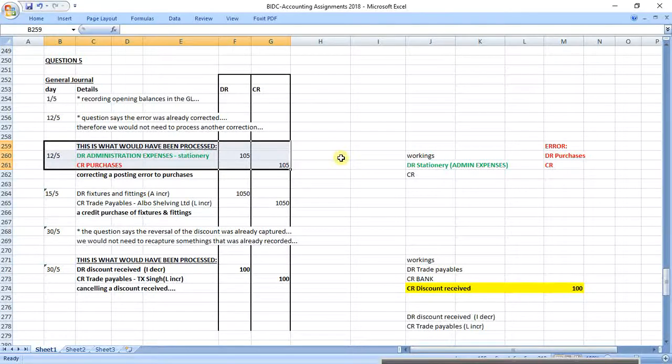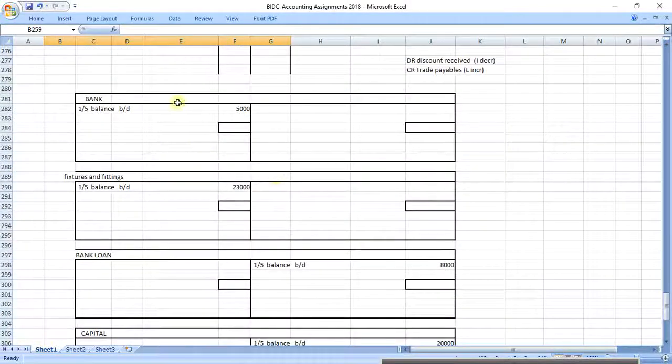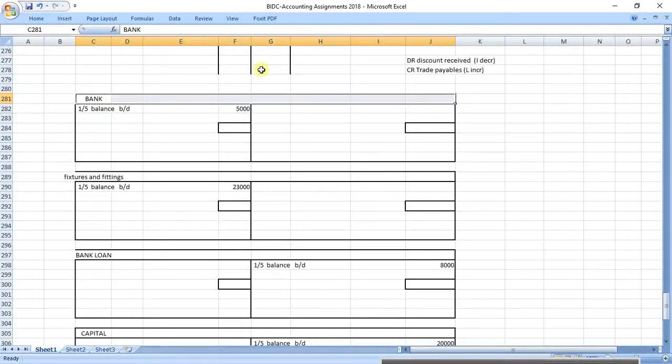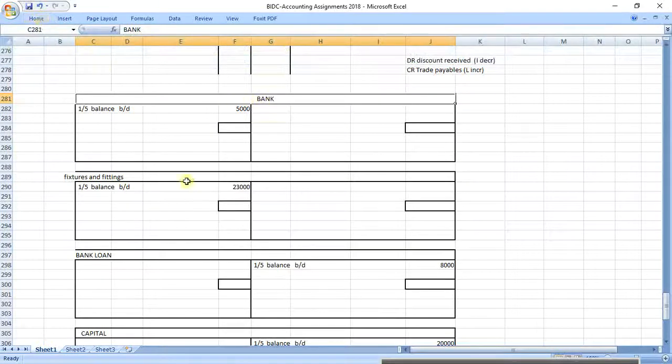So then would our details be purchases? Yes. There you go. You've got it. Okay, so what would the folio be? Oh, folio as in general journal, GJ. And then credit purchases.